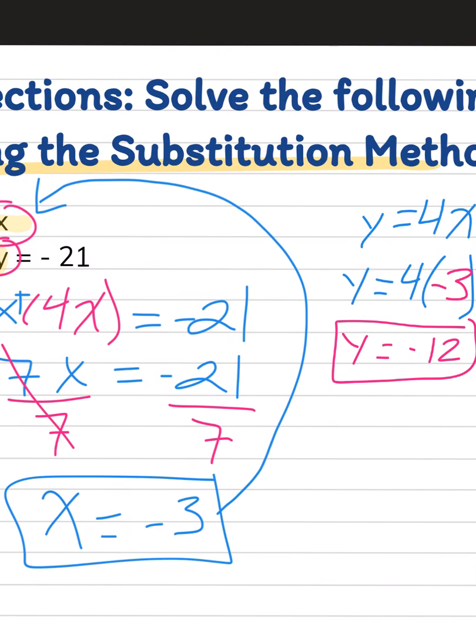So now my question to you is, when we write our ordered pairs, what variable comes first, x or y? X. Good. So if I put x comma y, what is my x value? Good. What is my y value? And that's your answer in green. Good?